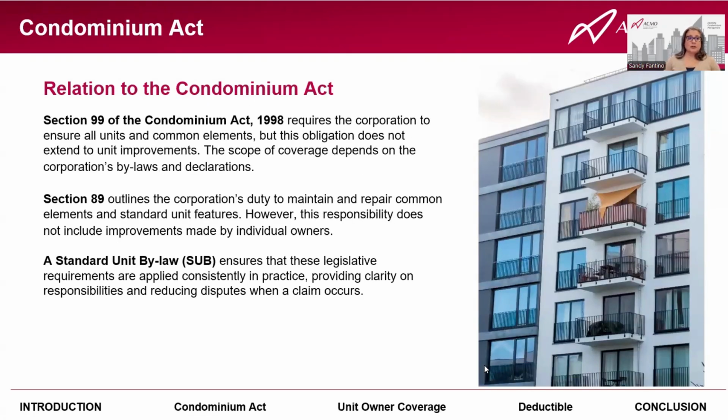How this all plays out in terms of the Condominium Act. Section 99 of the Condominium Act requires that the corporation insures all units and common elements, but this obligation does not extend to the unit owner improvements. The scope of coverage depends on the corporation's bylaws and their declarations. Section 89 outlines the corporation's duty to maintain and repair common elements and standard unit features. However, this responsibility does not include improvements made by the owners. Standard unit bylaws ensure that the legislative requirements are applied consistently in practice, providing clarity on responsibilities and reducing disputes when a claim occurs.